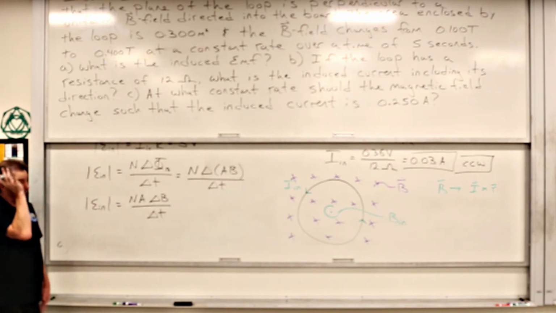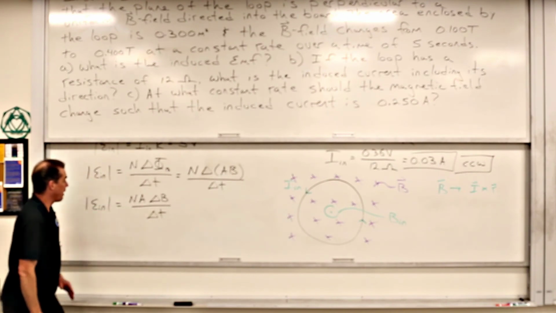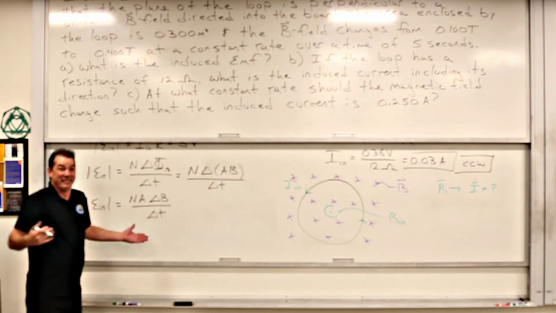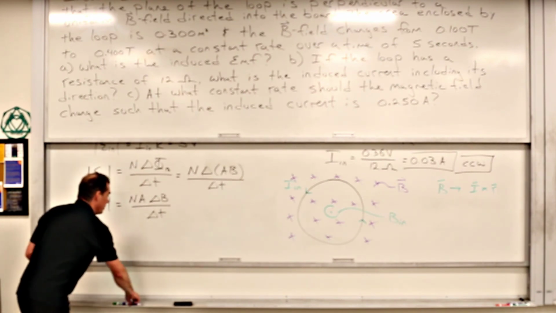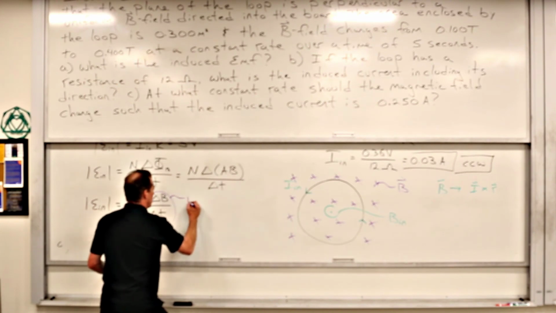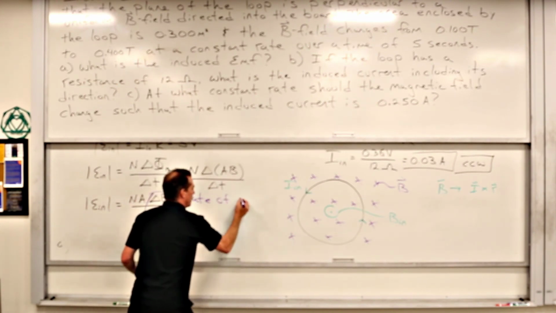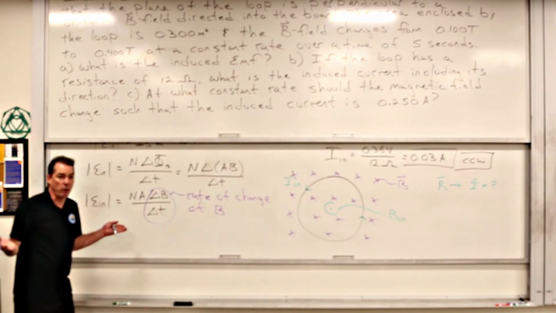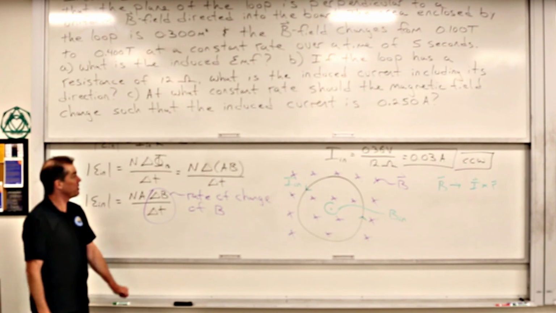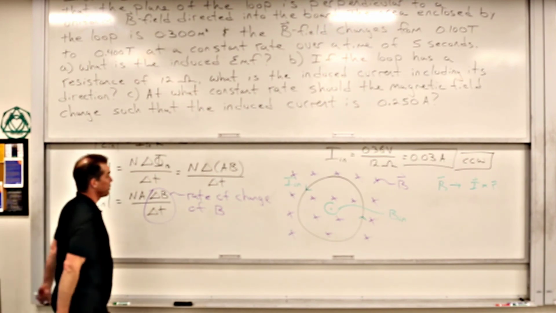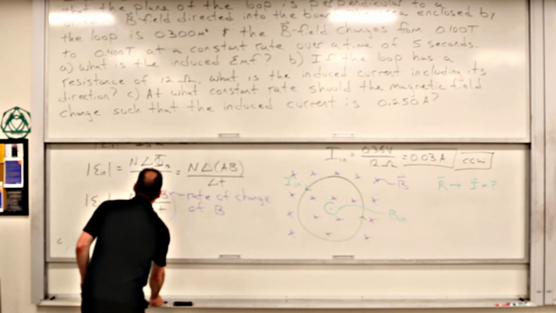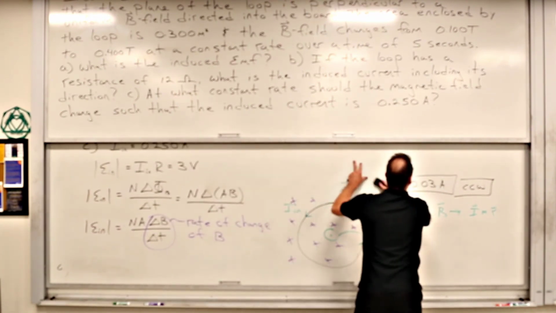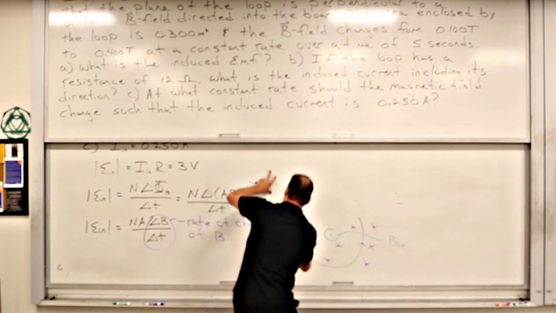And think about what we really have here. We have the number of loops times the area times this quantity right here, delta B over delta T. That is the rate at which the magnetic field changes. That's what we want. That's what we're asked for. What rate should the magnetic field change in order to substantiate 0.250 amps? So let's come over here and set this up.